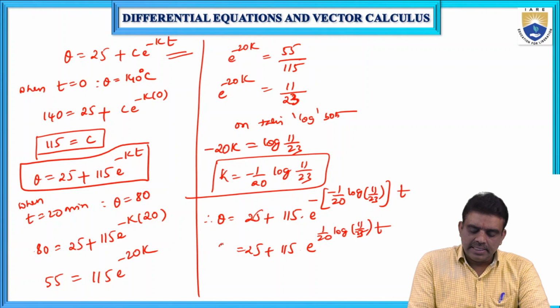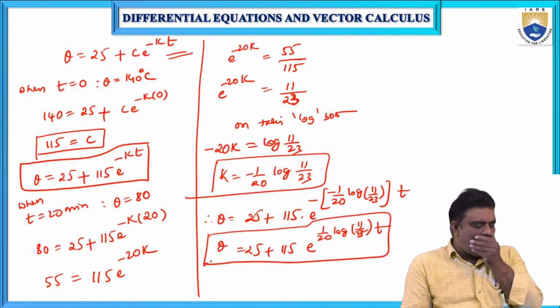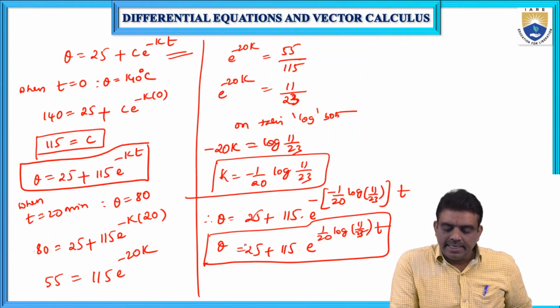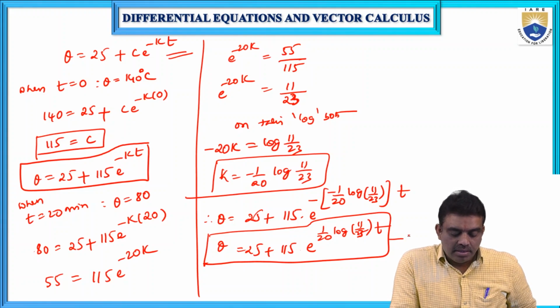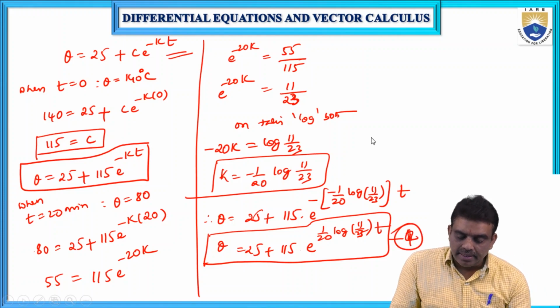So this is the relation which is obtained in terms of theta and t. We call this equation number 4. It is a relation in between theta and t.